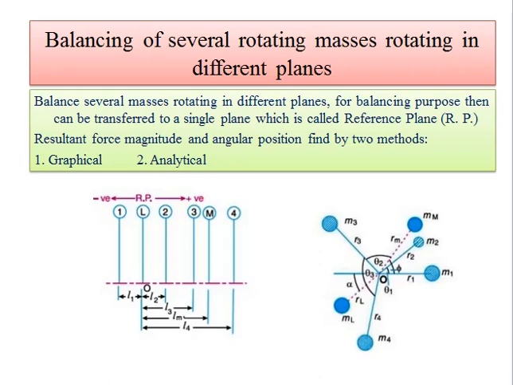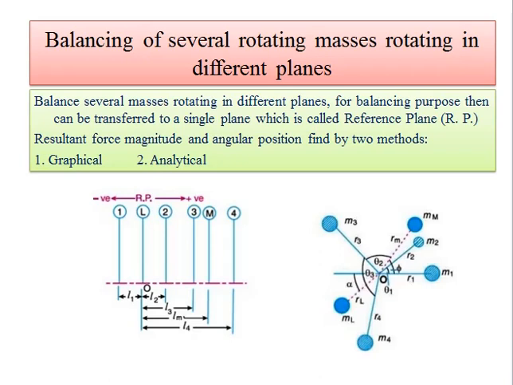Next, that is balancing of several rotating masses rotating in different planes. Now again, as we discussed about rotating machines, there are many components in them. So we consider several masses as an unbalance created by every component. It may be a small mass, but it will create an unbalance, and the overall effect on the working of the machines we generally observe.